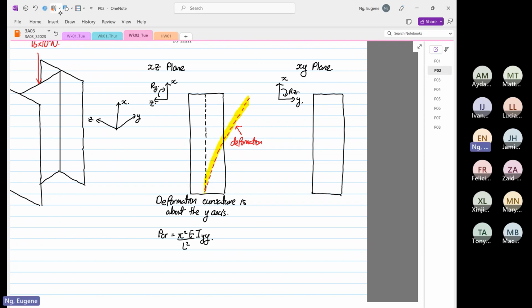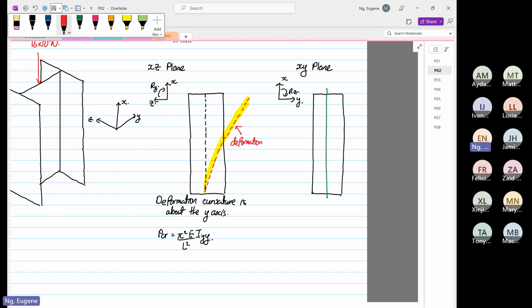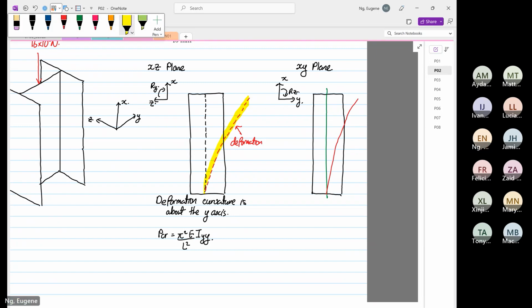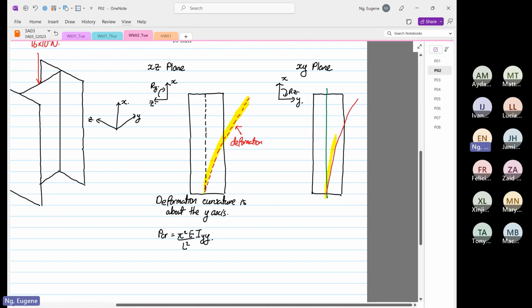And then I'm going to draw the centroid. I've drawn the centroid in just one green line for this case. Now the deformation pattern for buckling in this case will look like this. So again, this has a radius of curvature about the z-axis.